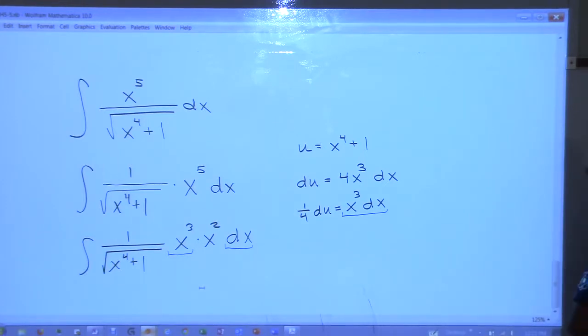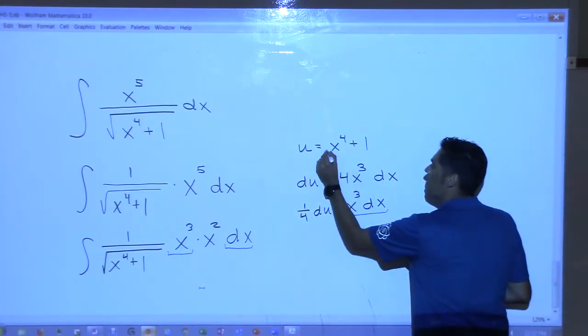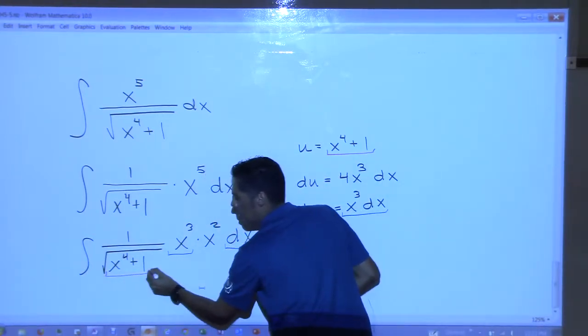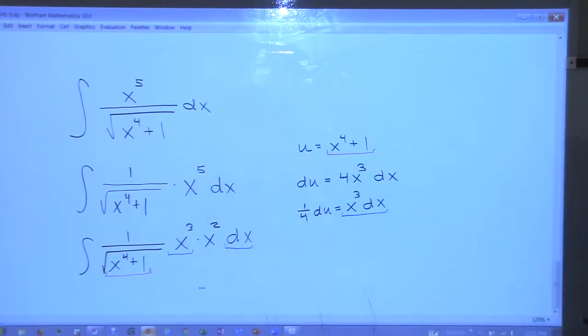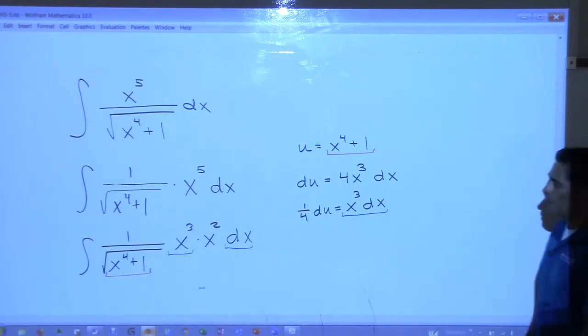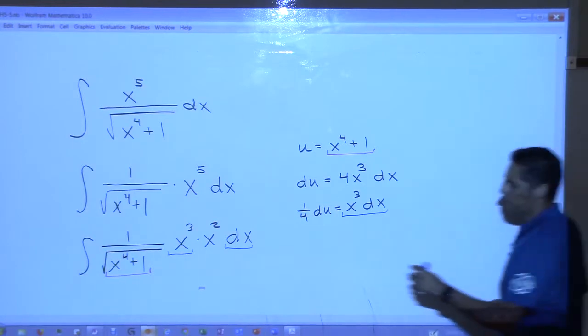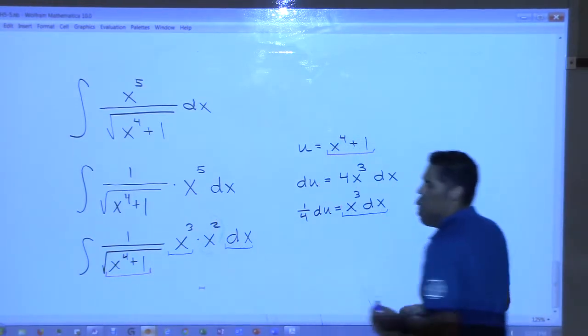What about the x to the 4th plus 1? This piece right here, we've got a home for that, right? This piece right here is going to become u, yes? What do we not have a home for yet? x squared, right? That's the one missing element here, this piece right here, x squared.